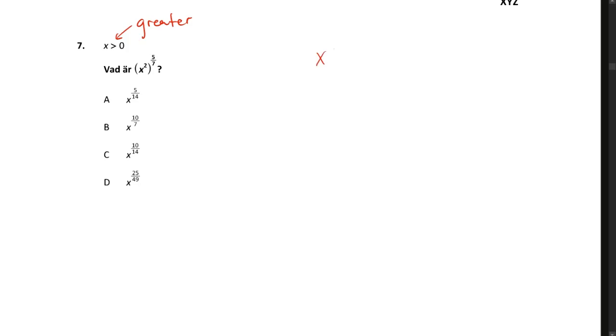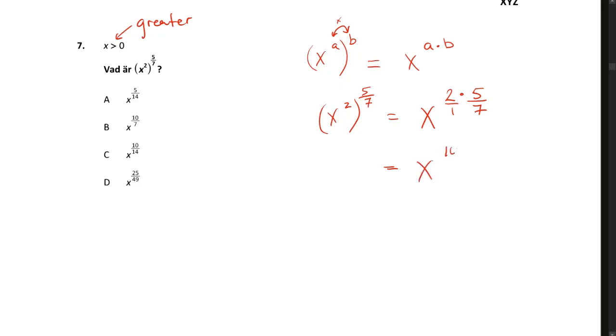It's good to know this rule. When we have a power to a power, this is the same as x to the a times b. You multiply these two. So if we have x squared to the power of 5 over 7, we're going to multiply these. So x to the power of 2 times 5 over 7, which is the same as 2 over 1. And that's the same as x to the power of 10 over 7. And the answer is B.